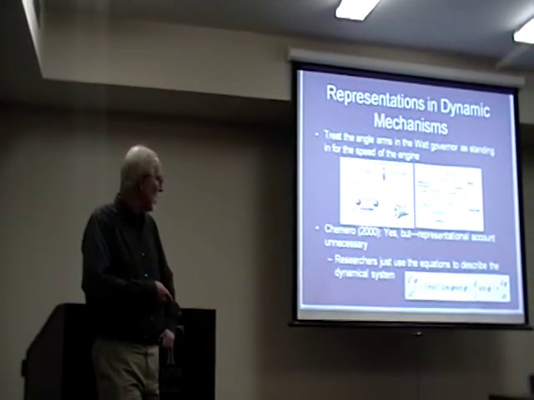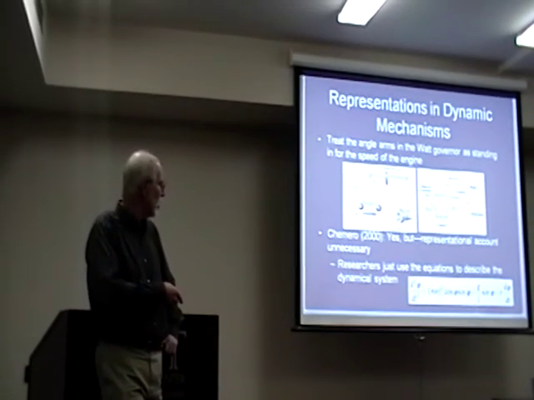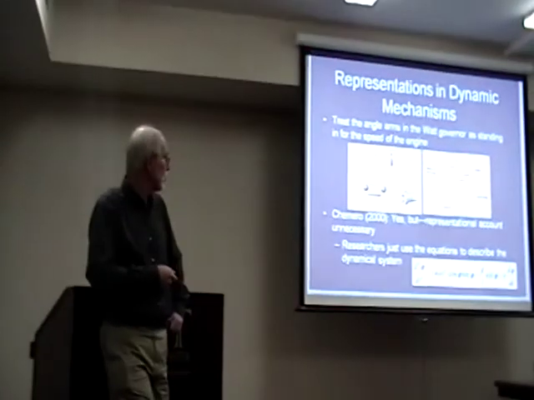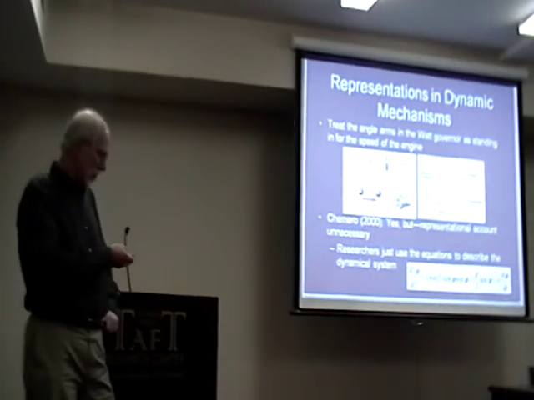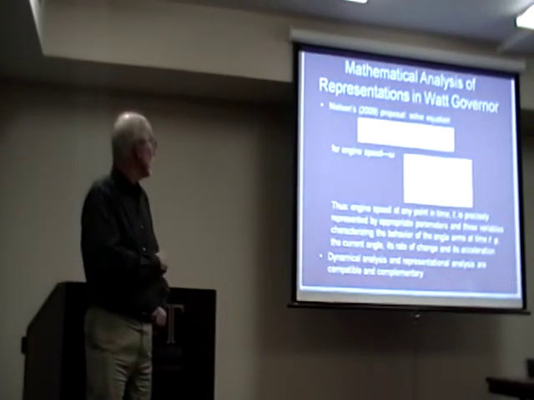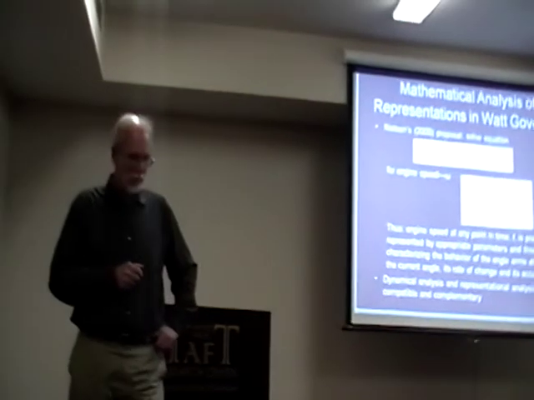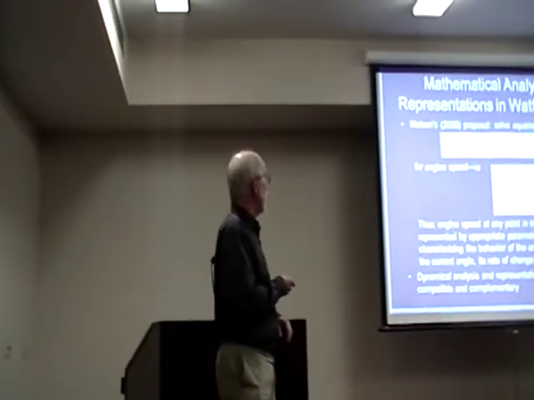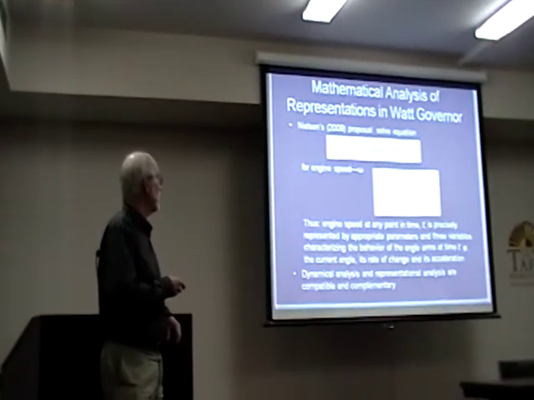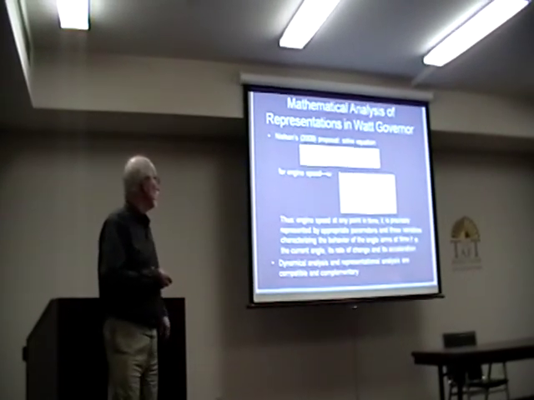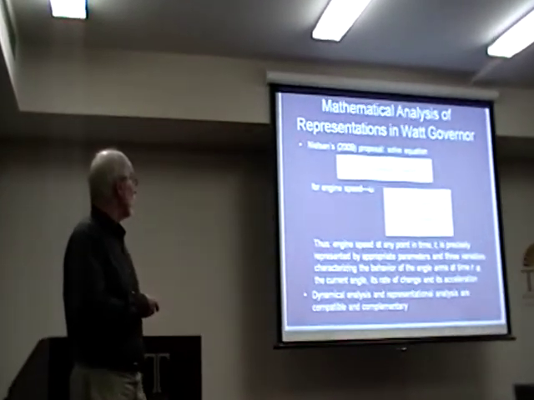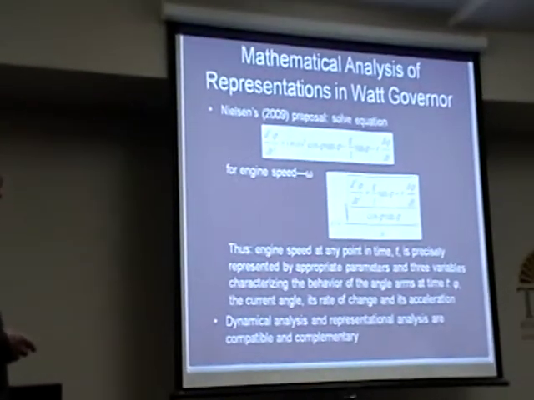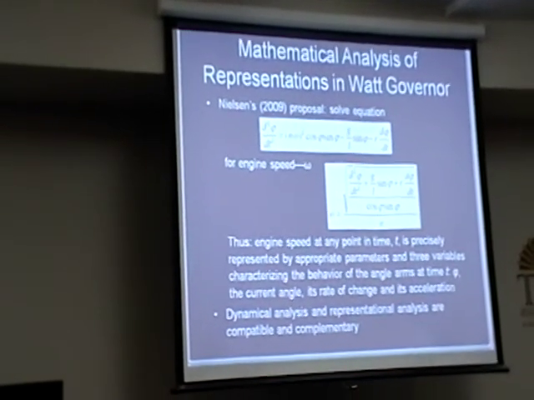Well, one reason to think that is it's not obvious where in here there's anything that's representing, say, the speed of the flywheel. Not obvious, but Kel Nelson said, well, this is a good way to see whether it's there or not. Let's take this equation and solve it for the speed of the engine. When you do that, one figures out, well, there are things in the behavior of the angle arms that do in fact represent the speed of the engine.